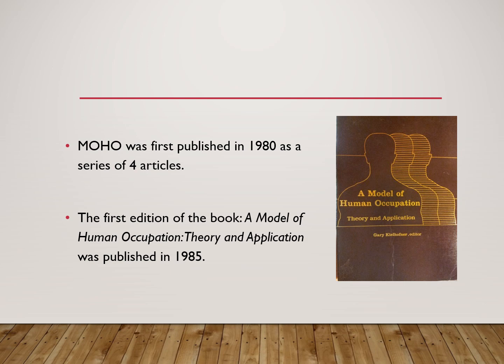Okay, then MOHO was first published in 1980 as a series of 4 articles. The first edition of the book, called A Model of Human Occupation, Theory and Application, was published in 1985.